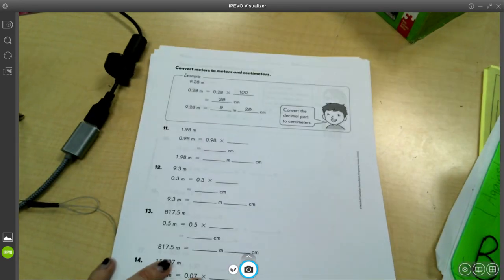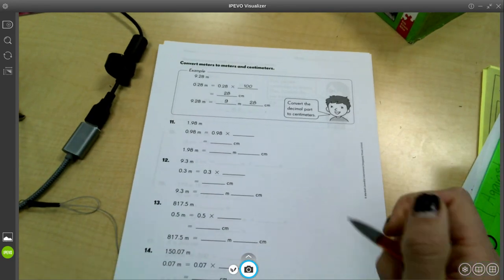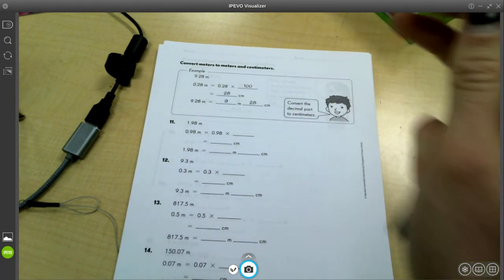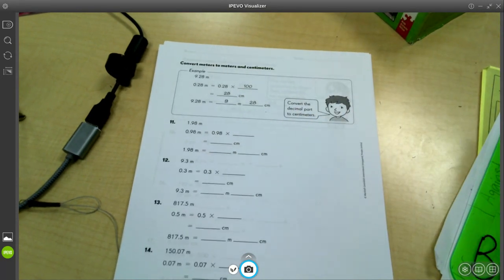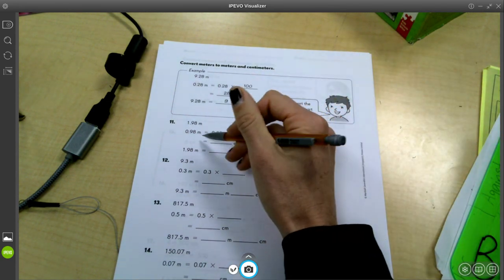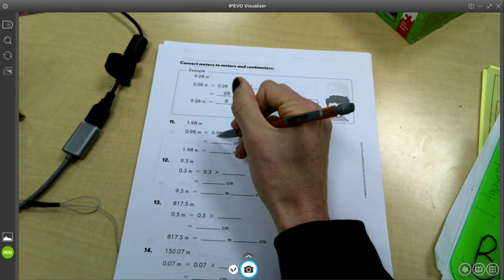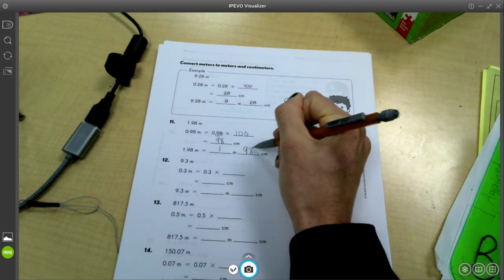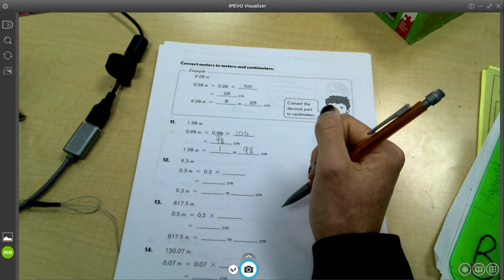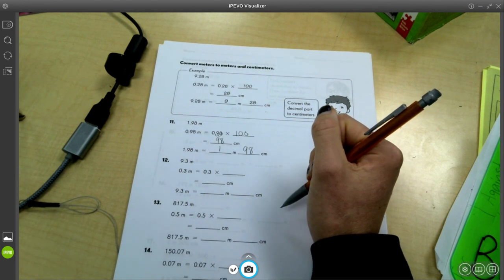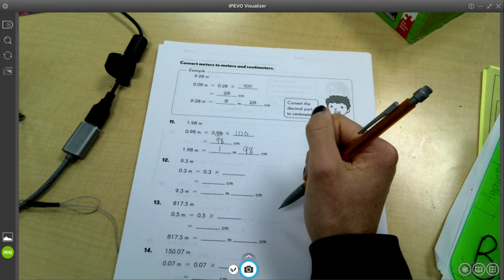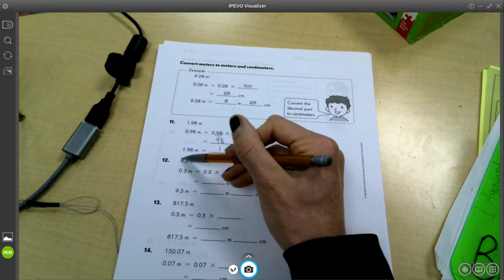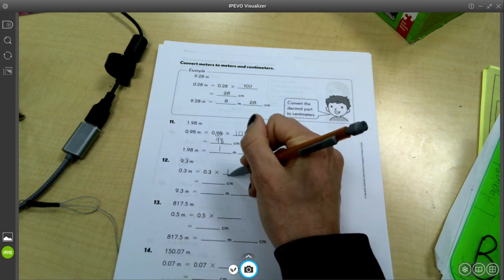All right, now I'm doing meters to centimeters, which is the same thing I just did. Times 100, 98, 1 meter, 98 centimeters. Oh, and this is kind of silly because you could just separate this. Here's your meters, here's your centimeters, but that's okay.